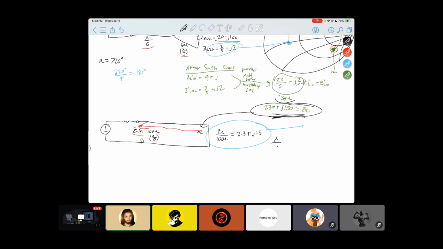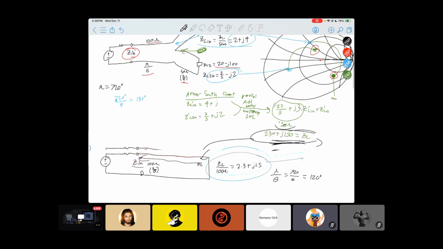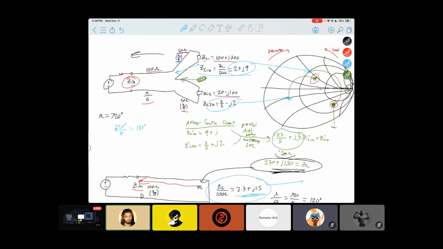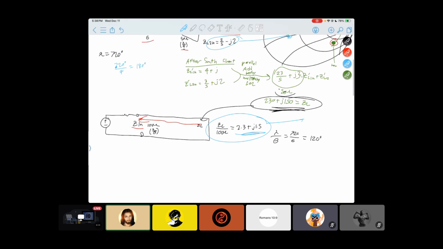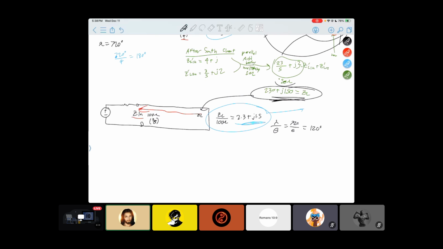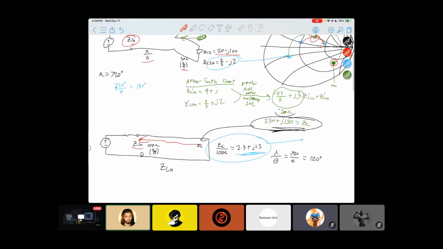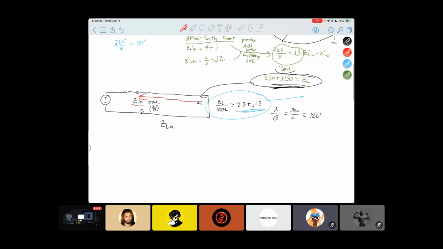So we have to rotate 720 over 6, or 120 degrees this way. So let's say that this point is right here, for example. We'll have to rotate 120 degrees this way to get a new point. Once we get that new point, we're going to multiply that by 100 because we have to renormalize it. So this is our point. I'm going to make sure this is in red right here. So this is our new point that we have after rotating. So this is after the Smith chart.